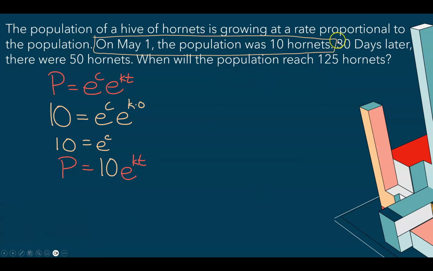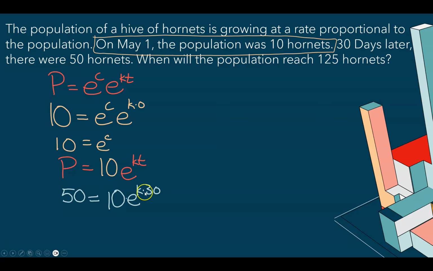Okay, now what? Can we put in 125 for population and get a time yet? No, we need this k. And if I want k, that relative growth rate, what I'm going to need is a time and population pair other than the one I started with. And of course, that's right here. 30 days later, there were 50 hornets. So I'll put 30 in for the time, 50 in for the population, and now I can just do some algebra to find k.